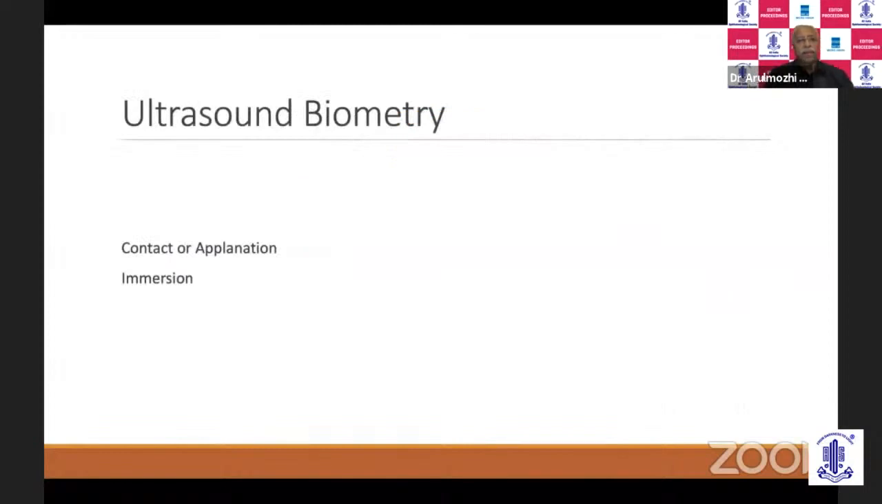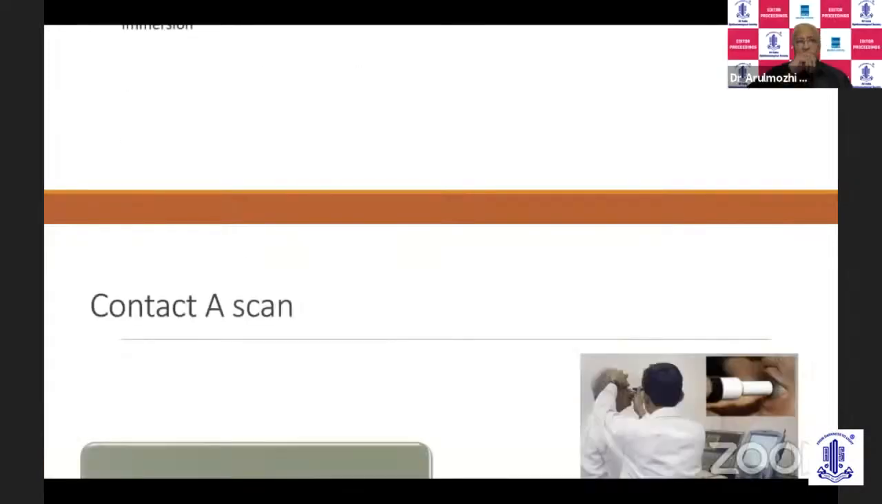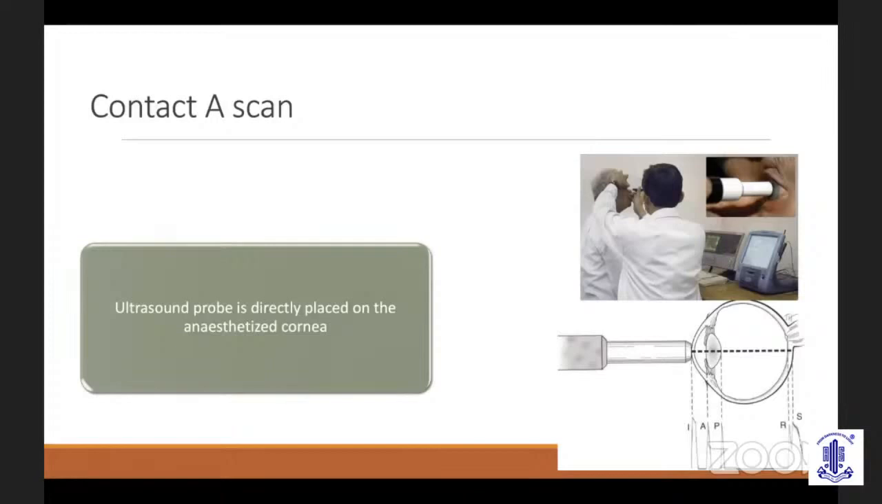Ultrasound biometry can be done either by the contact or applanation method or by the immersion method. Though it's normally thought that only the immersion method can give you accuracy, a well done contact or applanation method can also give excellent accuracy in determining the axial length. Contact scan is pretty simple. The cornea is anesthetized, the probe is placed right on the cornea, and the measurements are taken.